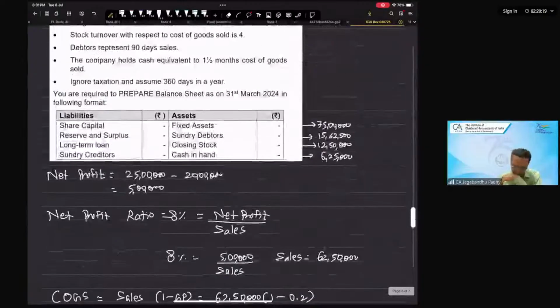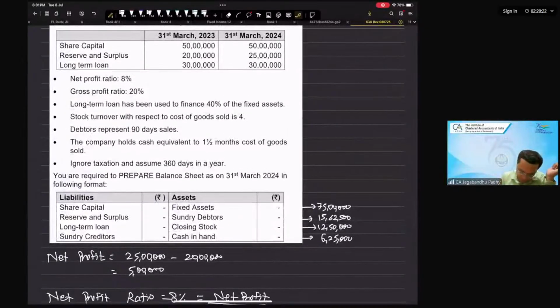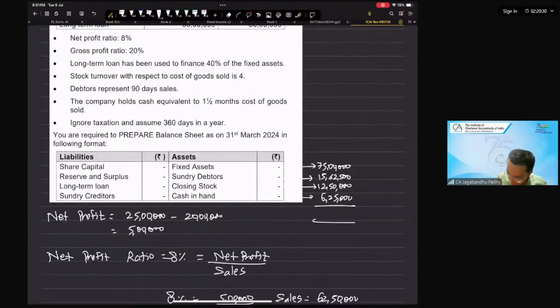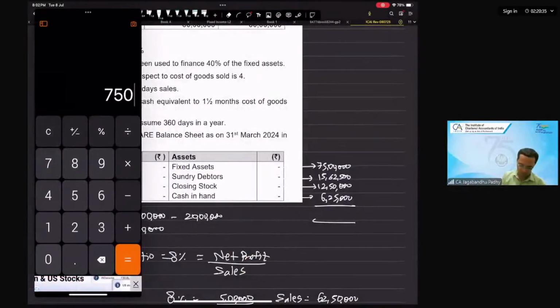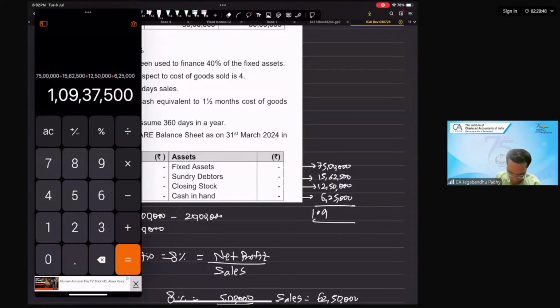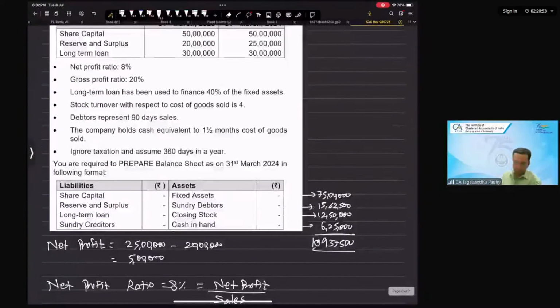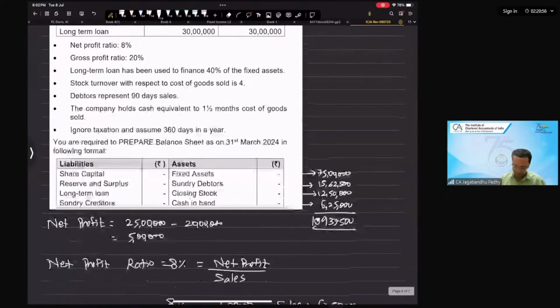Okay, this is done. Share capital is anyways given to us. Reserves or surplus given, long-term loan is given. The only thing unknown is the sundry creditors. Now we can get the sundry creditors by simply taking the total of assets. The total of assets is 75 lakhs plus 15 lakh 62,500 plus 12 lakh 50,000 plus 6 lakh 25,000 is 1 crore 9 lakh 37,500, from which we are going to subtract the share capital, reserves and other aspects.